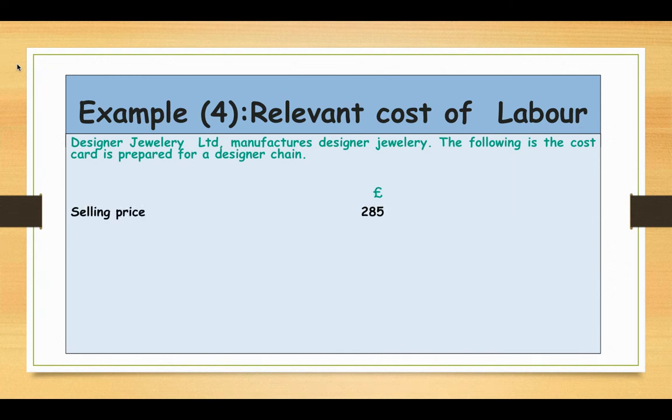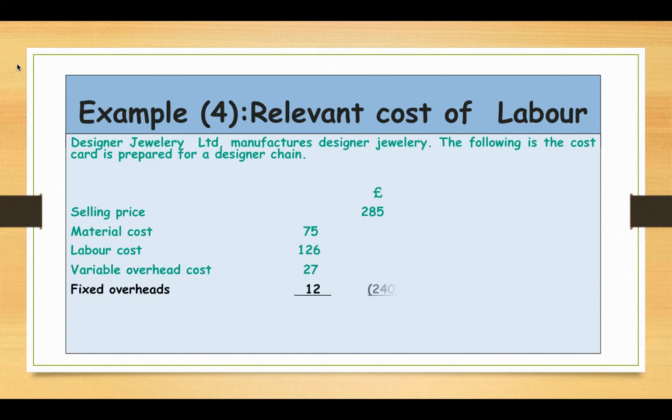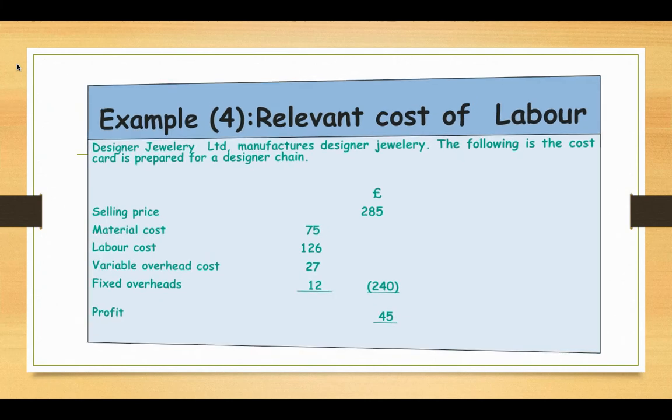So we'll see. The selling price is £285. Material cost £75. Labour cost £126. Variable overhead cost is £27. Fixed cost is £12. So the total cost is £240. And the profit per chain is £45. And the question will continue on the next.